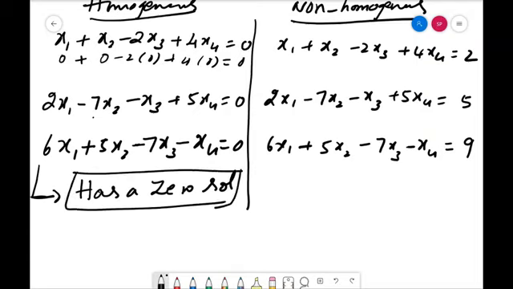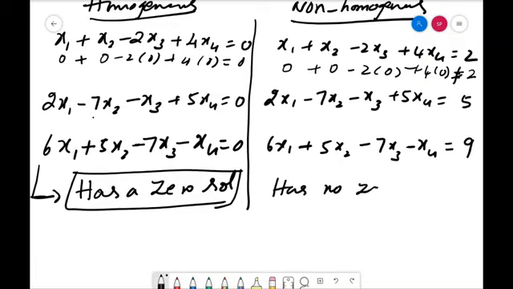Now let me take the non-homogeneous one. Then can you say that substitute x1 0, x2 0, x3 0 and x4 0, but the right hand side is 2, not 0. So this is not equal. What do you mean by this? This system will not have a 0 solution. It has no 0 solution.